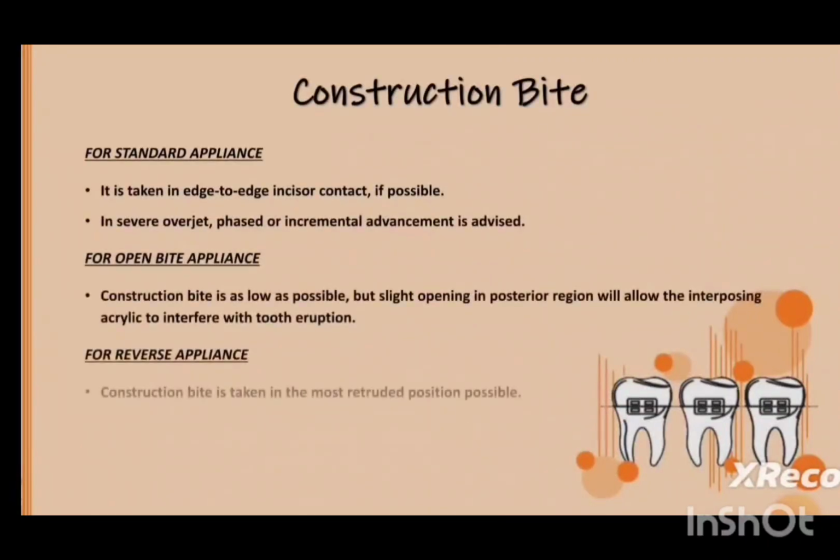Now coming to the construction bite for bionator, for standard appliance, it is taken in edge-to-edge incisor contact if possible. But in cases of severe overjet, phased or incremental advancement is done. It is similar to how we talked about in the construction bite of activator, right? Following the rule of 10 and the rule of thumb.